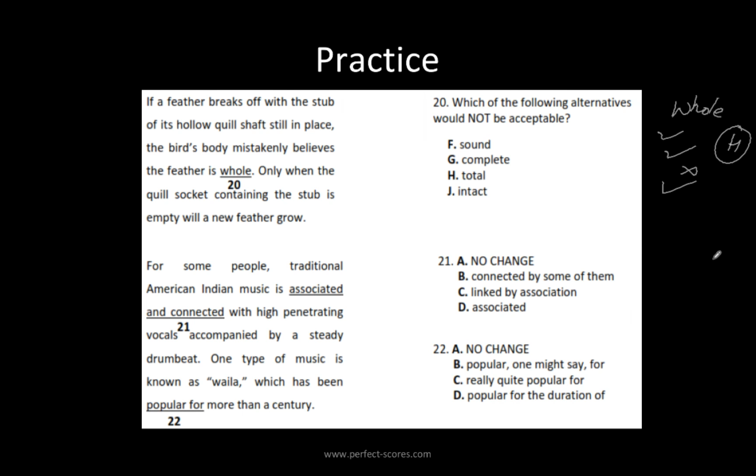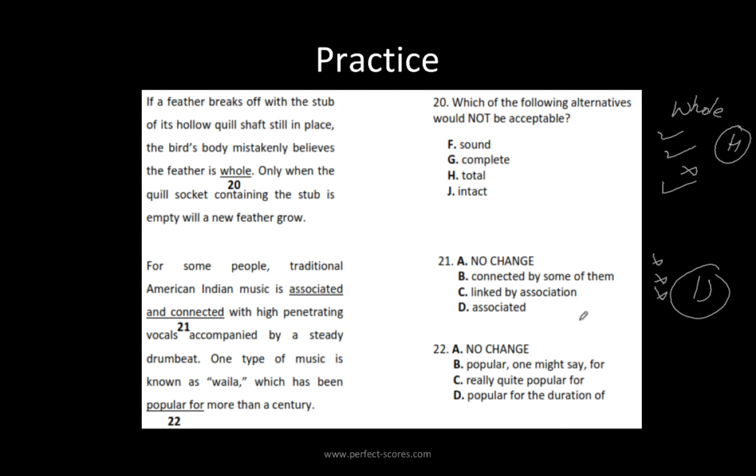The number 21, based on again wordiness. For some people, traditional American Indian music is associated and connected. You don't need both the words. Connected by some of them. Again, wrong because you already said some people. Linked and association? No. So D is going to be the answer. It uses just one word, which is associated.